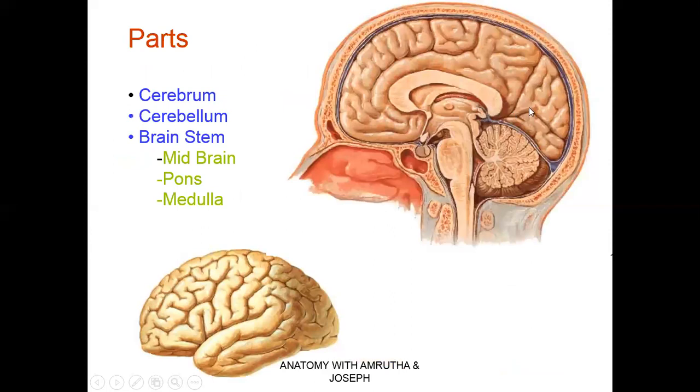Different parts of the central nervous system: the brain, the cerebrum and cerebellum. Cerebrum is this one. Cerebellum, called the little brain, is seen below and behind the cerebrum. Then the brainstem, consisting of midbrain, pons, and medulla.